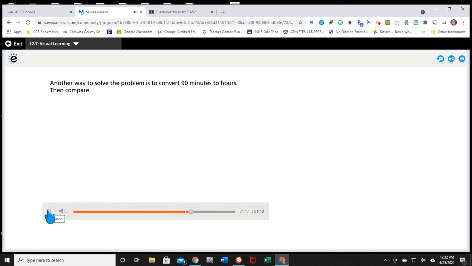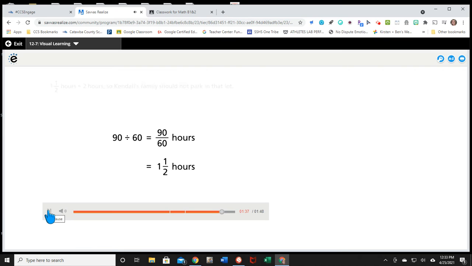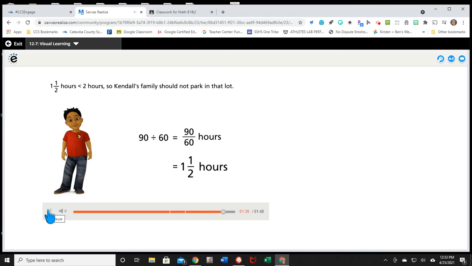Another way to solve the problem is to convert 90 minutes to hours, then compare. To change from smaller units to larger units, divide. 90 divided by 60 equals 90 sixtieths, which equals 1 1/2 hours. 1 1/2 hours is less than 2 hours, so Kendall's family should not park in that lot.